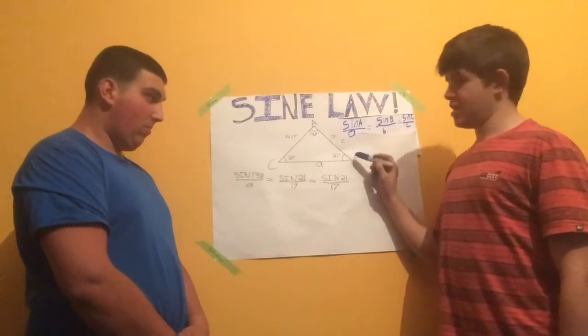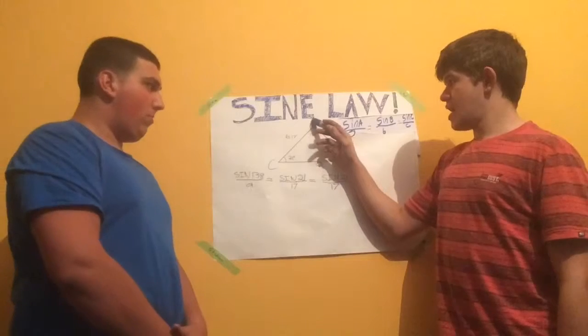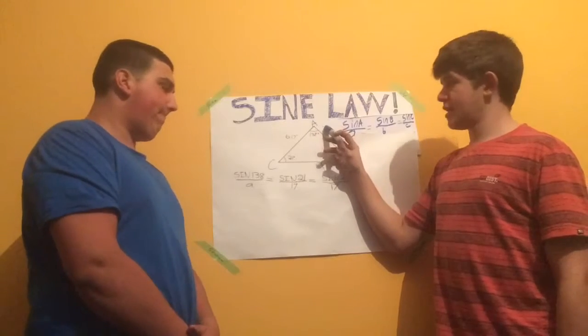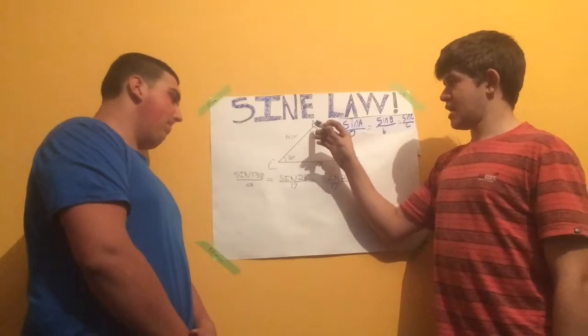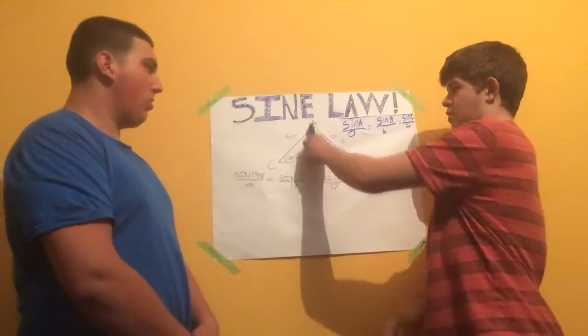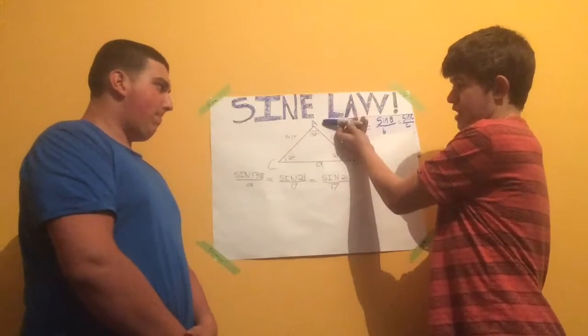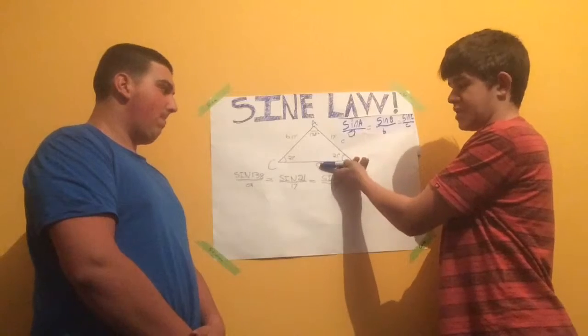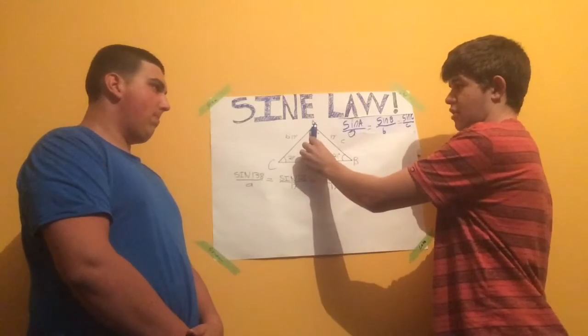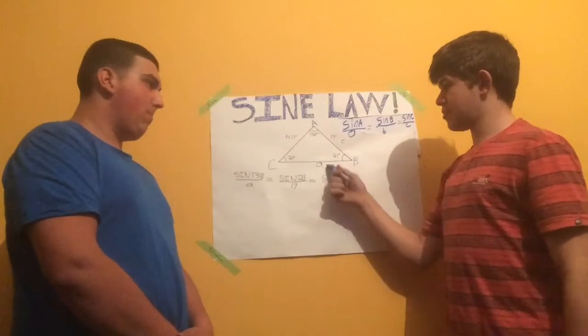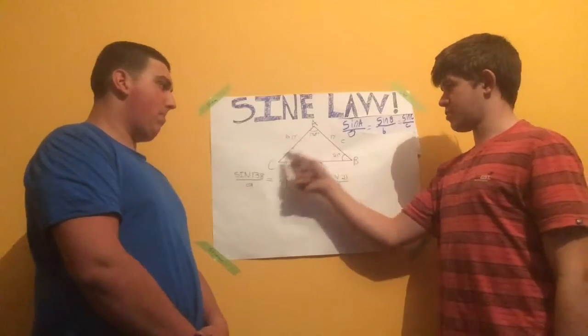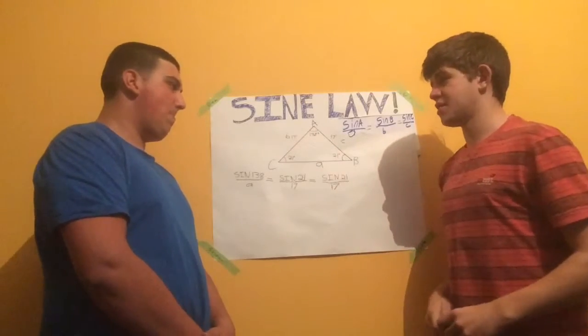And to label it, you put your uppercase letter on the angle, and then the side that is directly across from that, like this one's uppercase A, and the side's lowercase a, and they're directly across from each other. So that's how you label that, and it does matter what the particular order is of those letters.